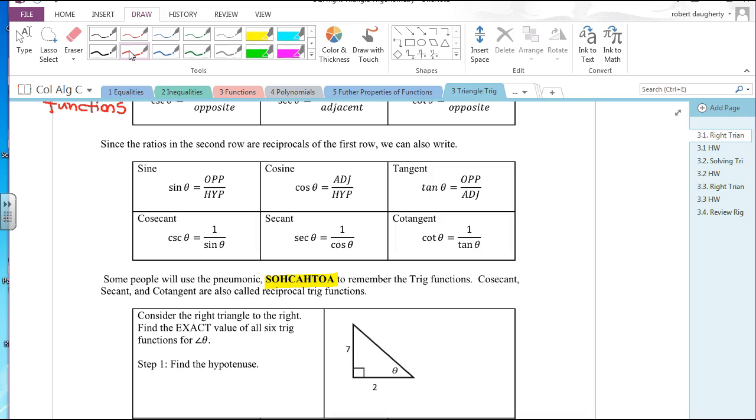Okay, let's keep moving on. Sine, what's the reciprocal with sine? It's just cosecant, and that's going to be what? Hypotenuse over opposite, okay?